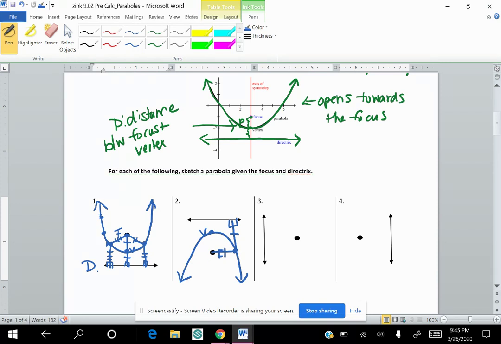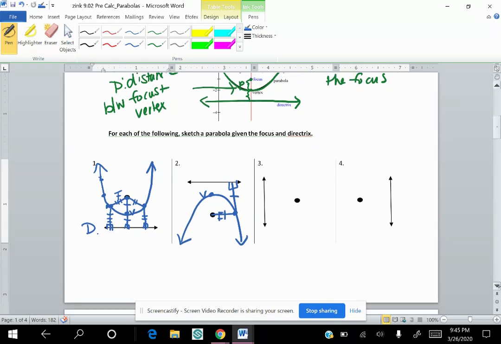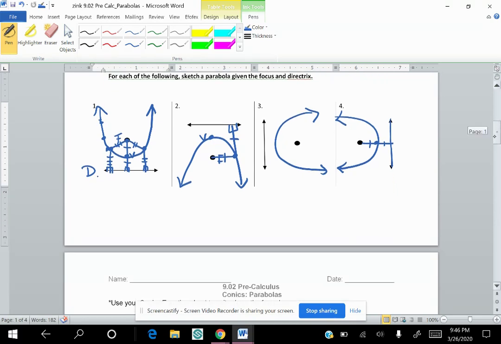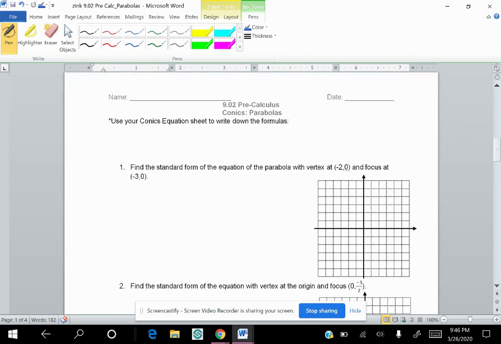Okay, so maybe pause the video, draw in your sketches for 3 and 4. Okay, so you guys should have something like this. So this one should be opening to the right, and this one, find your midpoint between those two, and this one should be opening to the left. Again, notice your directrix is never touching or intersecting with your parabola, and the focus is always inside of the parabola. So again, keep that sheet right out next to you as we do these problems.